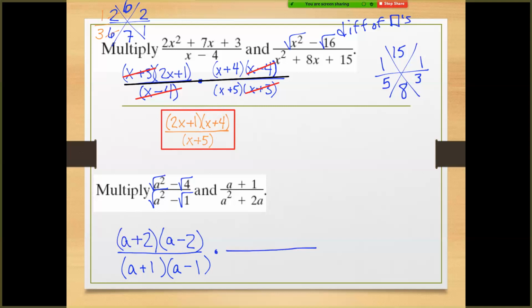Can I factor a plus 1? No, we're just going to leave it as a plus 1. If it makes you feel better, put parentheses around it. How am I going to factor a squared plus 2a? Greatest common factor, they both have a's in them. So I'm going to factor out an a, leaving me with a plus 2.